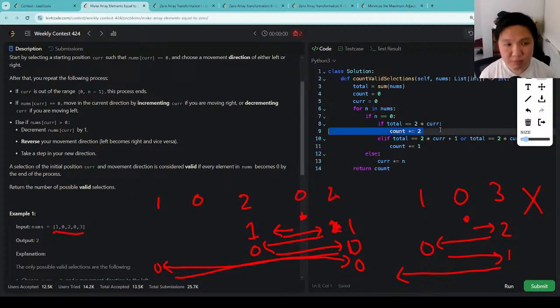I have count plus equals 2, because if I start here, I can bounce in either direction. If the difference is 1, then I can only bounce in the direction that's bigger, so count plus equals 1. If it's not equal to 0, then current equals current plus n. You add the number. So current counts the sum of the numbers to my left. Total is the sum of the whole thing. So total minus current tells me the number on the right. And then you have count.